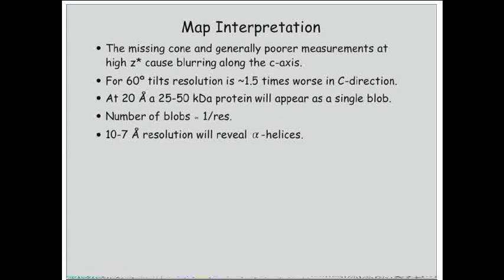Think about what you're going to expect at different resolutions. So at 20 angstroms, a small protein like this will just be a blob. And as you go out in resolution, you get more blobs. When you get to 10 to 7 angstroms, that's when you can start to expect to see alpha helices, for example.